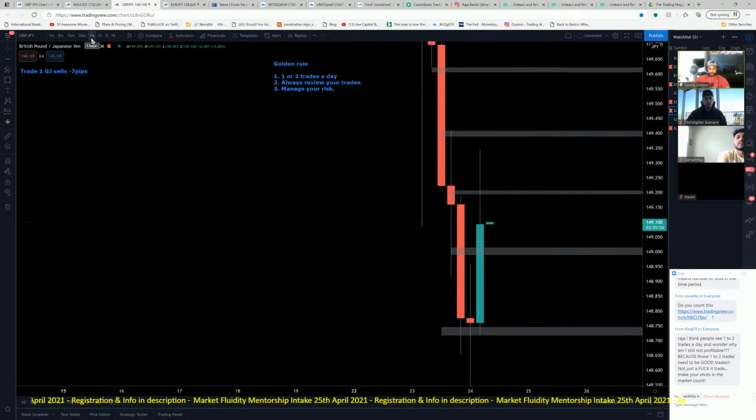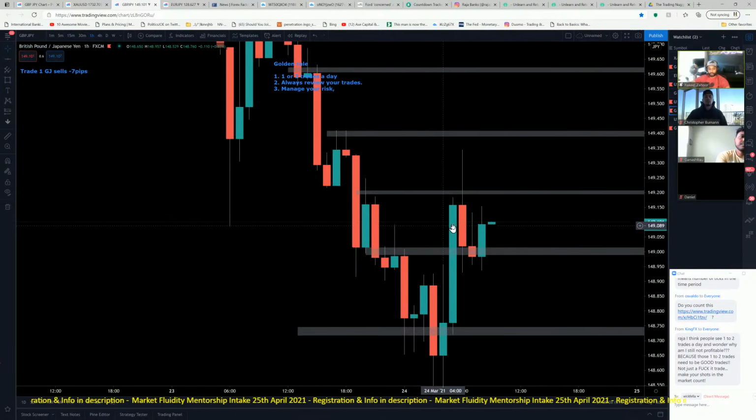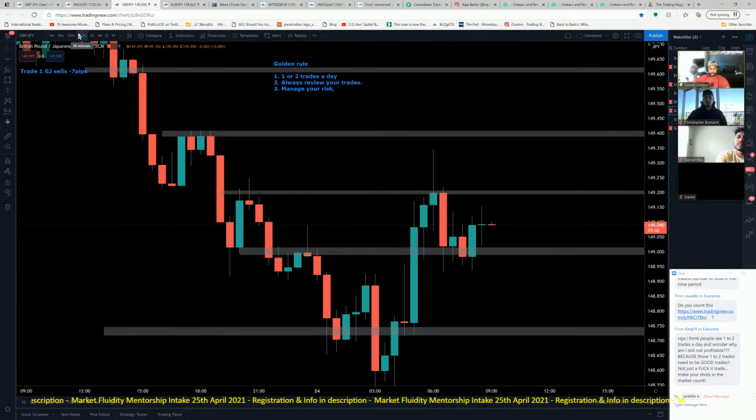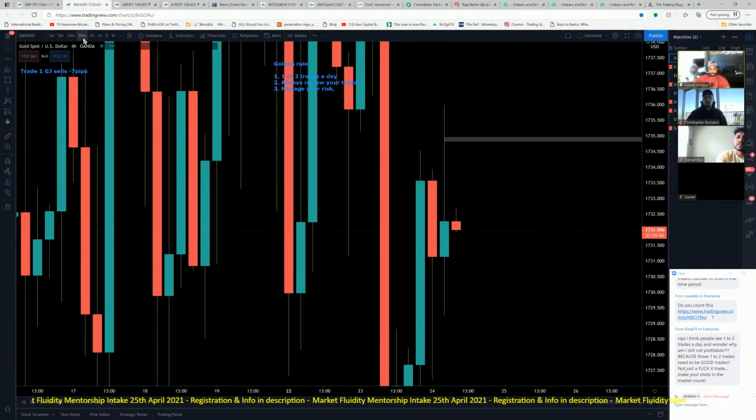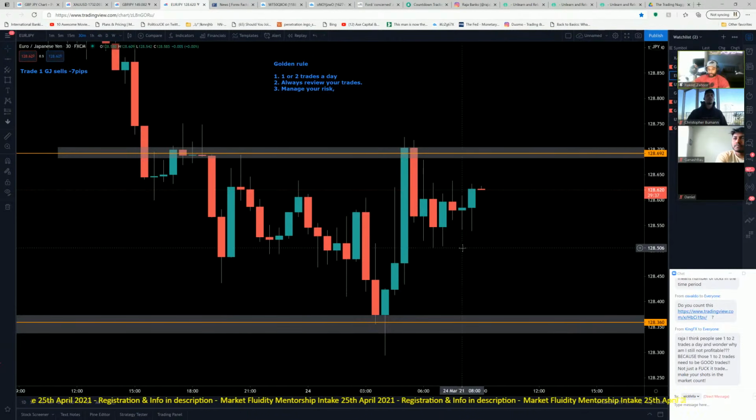Now let's take a look at the 4-hour candle. The 4-hour candle closed with the wick. Looking at the 1-hour candle, the 1-hour closed bullish below resistance. So we're just ranging at this point now in pound yen. Gold is also ranging at this point. The 1-hour candle closed bullish. The 4-hour candle closed below resistance, 1733. Yeah, it's a mess over here today.